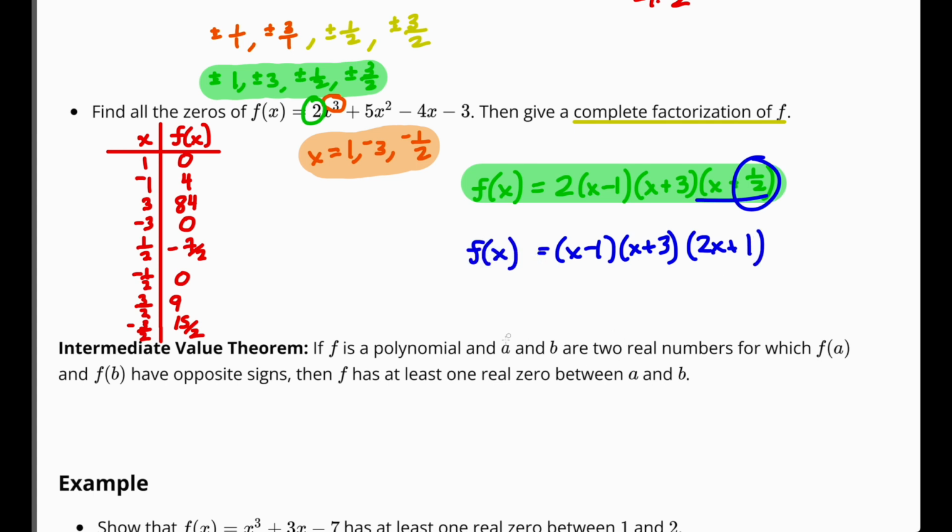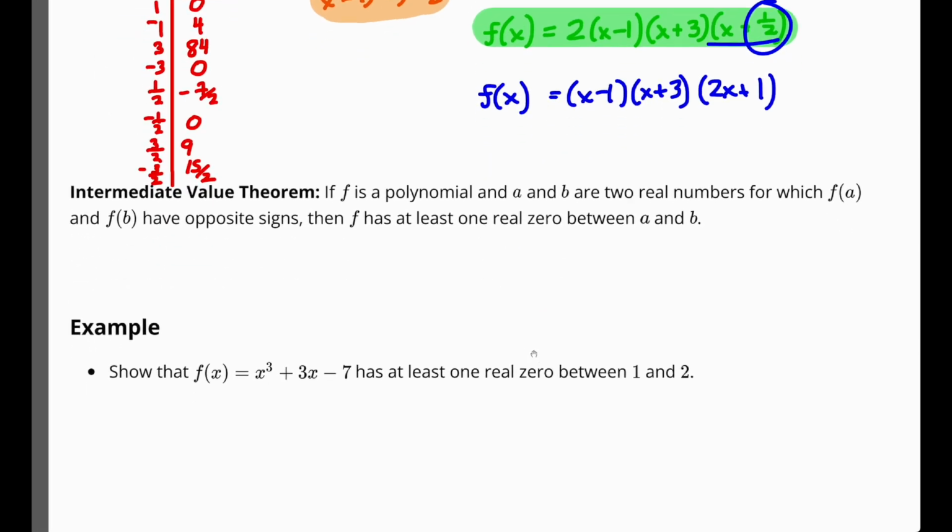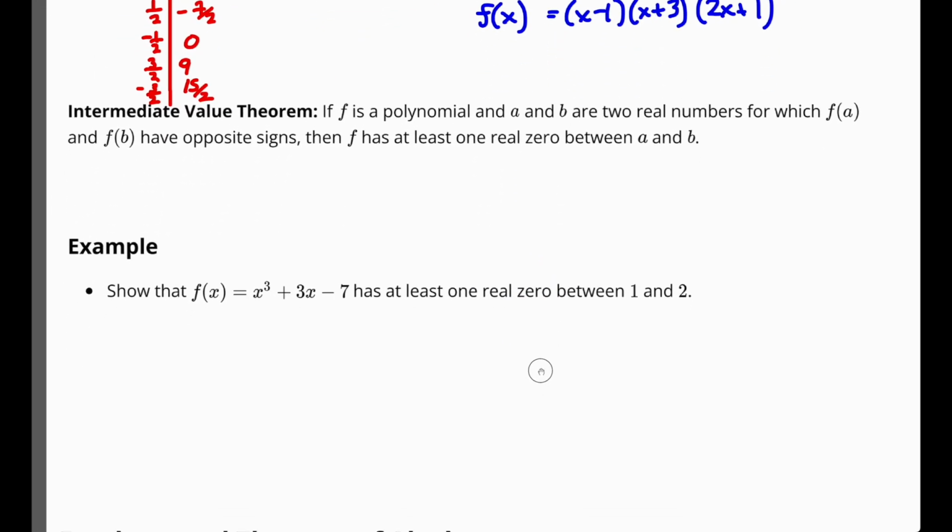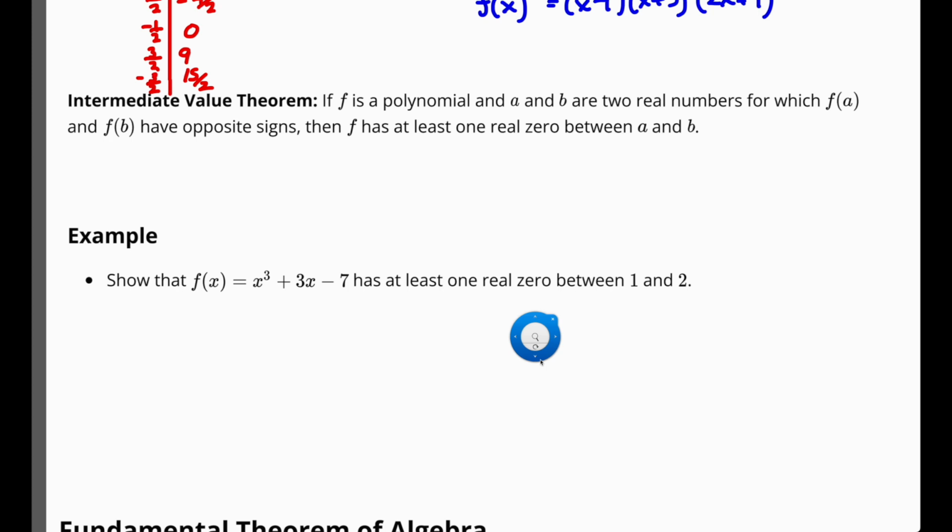Okay, the next thing, intermediate value theorem. If f is a polynomial and a and b are 2 real numbers for which f of a and f of b have opposite signs, then f has at least one real zero between them. So what intermediate value theorem basically states is there's a value in the middle. Intermediate means in the middle, value means value. So the theorem is there's a value in the middle if it's continuous, and a polynomial is continuous.